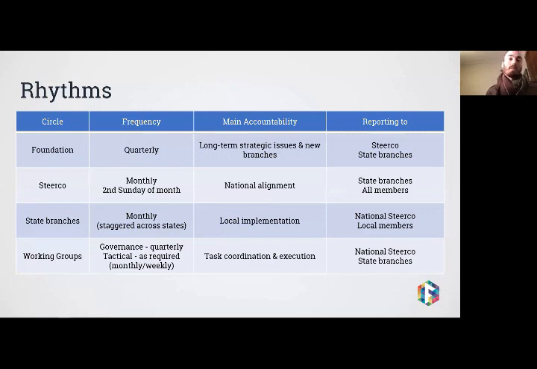State branches, next level up, can be a similar story. They can be monthly, perhaps a little bit more often when there's an election underway and there's a lot more work to be done. The Steerco currently meets monthly. And then we have the foundation meeting where we're meeting quarterly, and that's a chance to really look at how we're doing across the board.